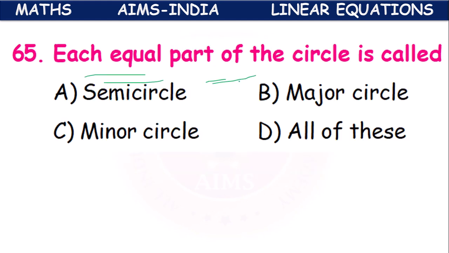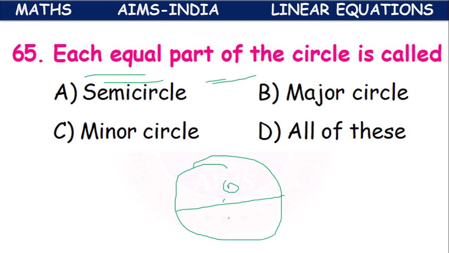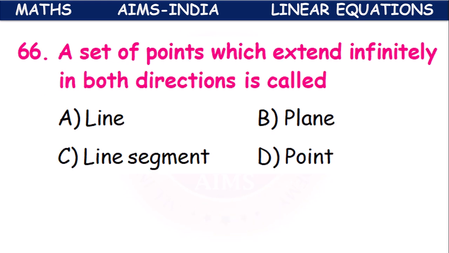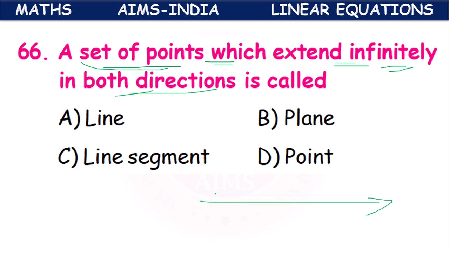Each equal part of a circle is called. If a circle is there, if we draw a diameter, it will divide into 2 equal parts. Each part will be called a semicircle. So a set of points which extend infinitely in both directions, it means it's a part of a line.